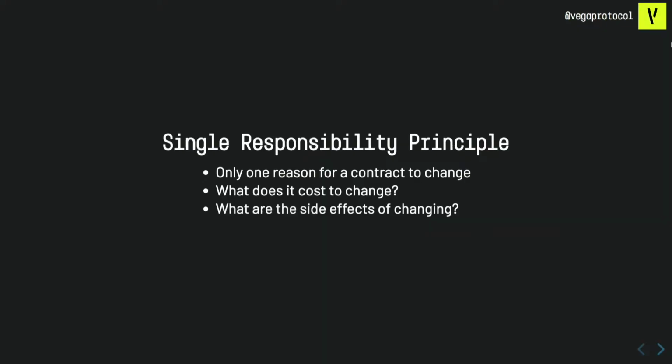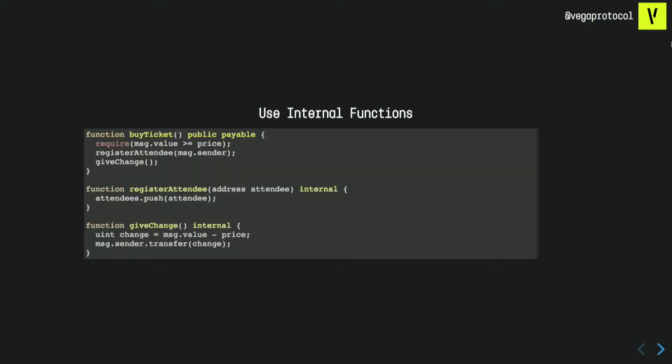Another way of thinking about this question is, what does it cost to change? What would the side effects be if you did change this contract or this function? Would that have a knock-on effect on any other code that you've written? Really, it boils down to just encapsulating your code well. We're trying to look at the coupling of our code and make sure that we don't end up with too many connections.